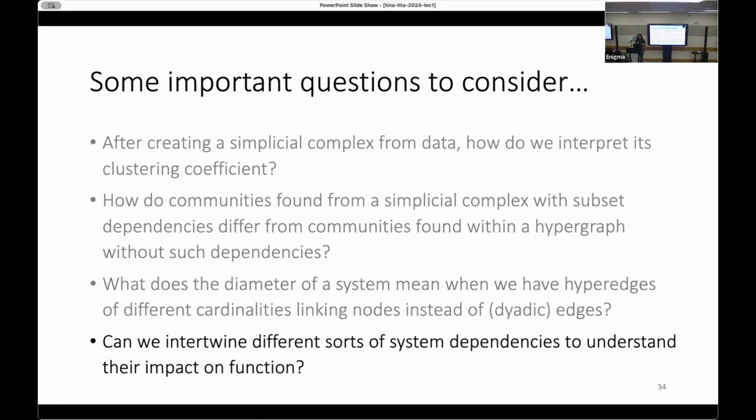Can we intertwine these different representations to be able to learn something? Or maybe you could take out the subset dependency and do an ablation study to see how much the subset dependency is actually helping you with the question that you're trying to answer.